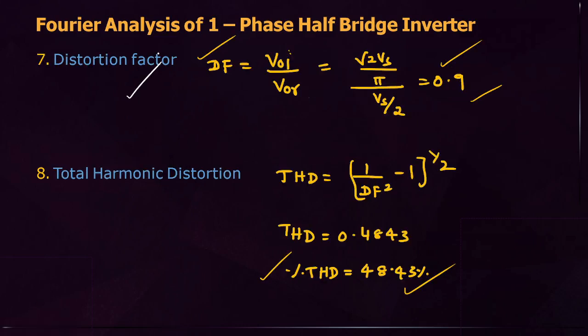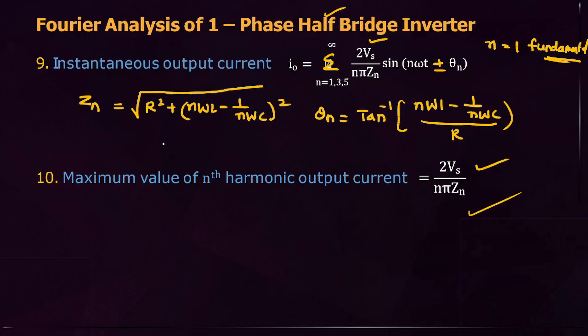What is the distortion factor, friends? Distortion factor equals V01 by V0 RMS. What is the total harmonic distortion? It is 1 by distortion factor square minus 1, whole to the power of 1 by 2. Here also it is 48.43% for the half bridge inverter. And this is the current expression of the half bridge inverter that you have.